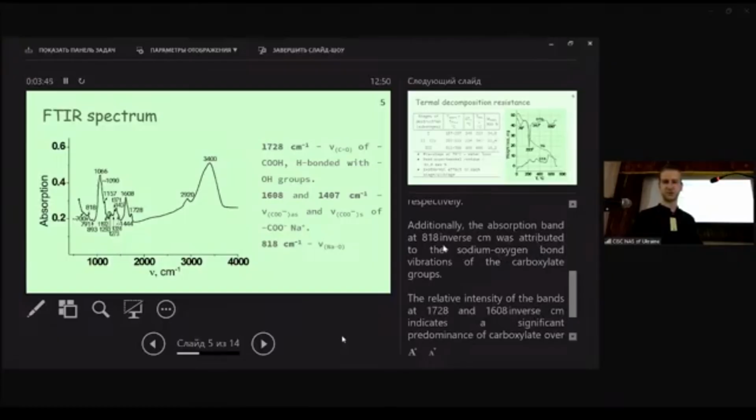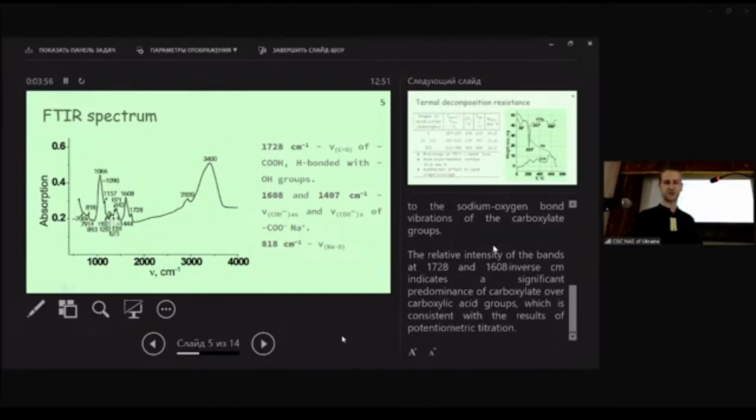Additionally, the absorption band at 818 inverse centimeters was attributed to the sodium-oxygen bond vibrations of the carboxylate groups. The relative intensity of the bands at 1728 and 1608 inverse centimeters indicates a significant predominance of carboxylate over carboxylic acid groups, which is consistent with the results of potentiometric titration.